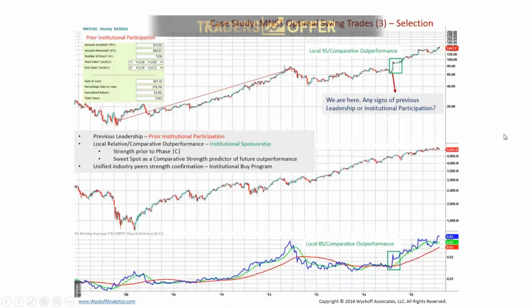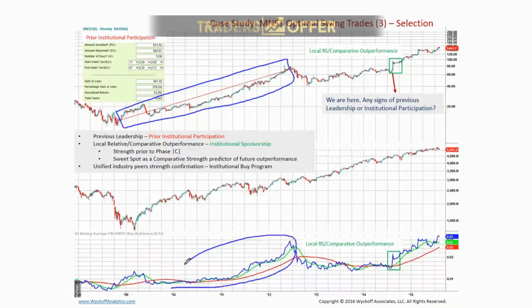So let's also go through strength and weakness analysis here from a different perspective. One of the things, and we're coming back to Monster Beverage here, and I already talked about this for so long, so I'm going to spend just a couple of minutes here. We want to identify institutional sponsorship. And that usually is going to come with an idea that there is some kind of prior outperformance, which is also being reflected on the relative strength line right here. I'm just showing you this as an example of how you can see that prior outperformance.